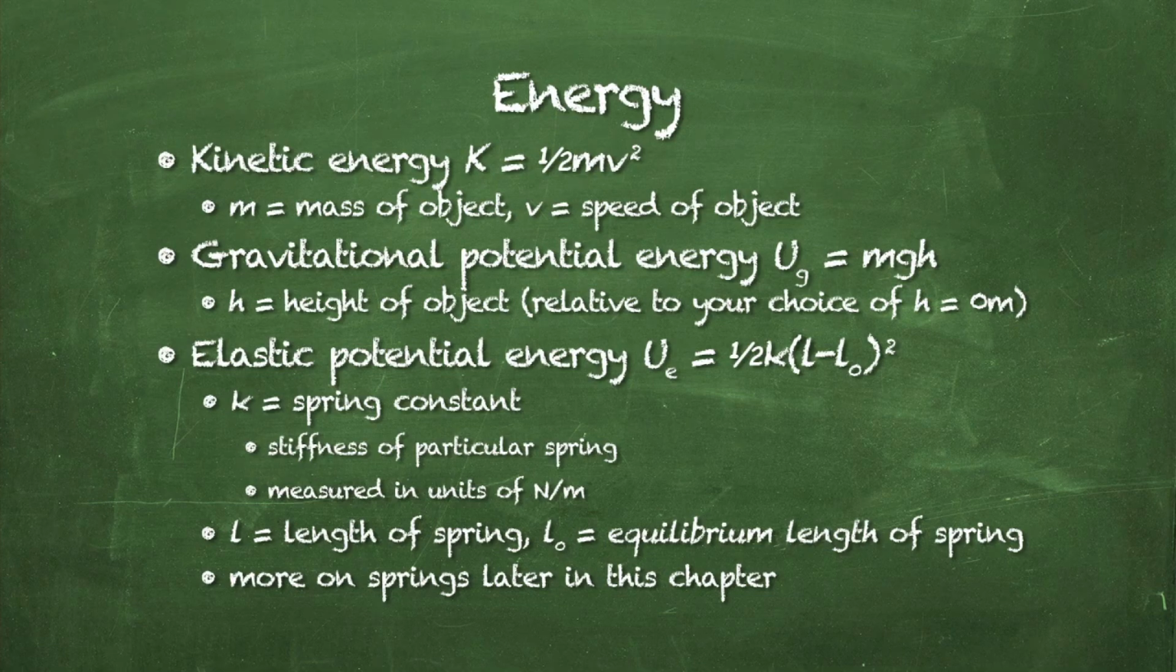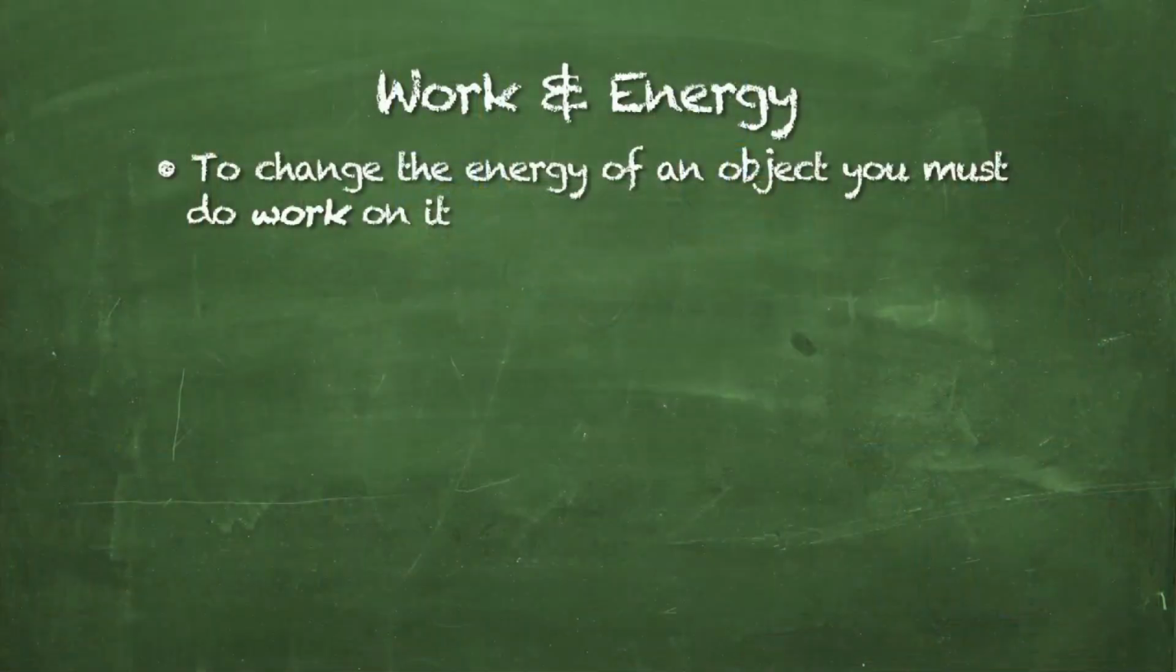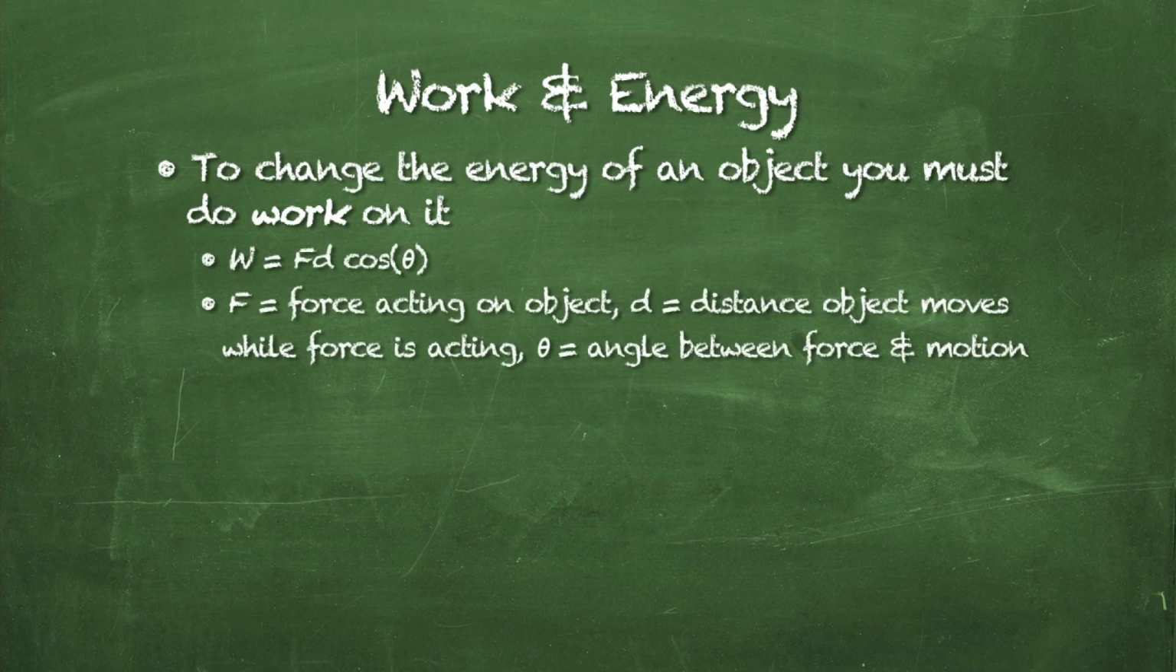Okay, now that we've talked about the types of energy that an object can have, we should talk about changing the energy of an object. And to change the energy of an object, you must do work on it. Now, the word work has a particular technical meaning in physics. Work is equal to the force applied to an object times the distance that it moves times the cosine of the angle between the force and the motion.